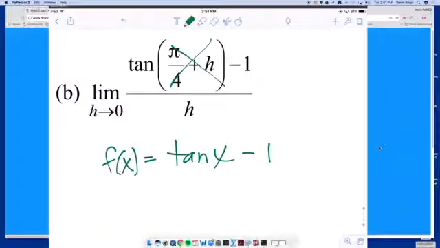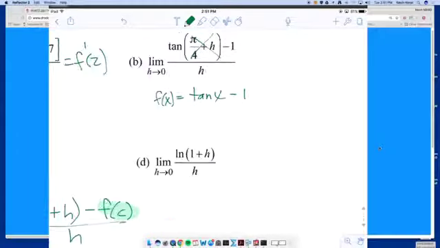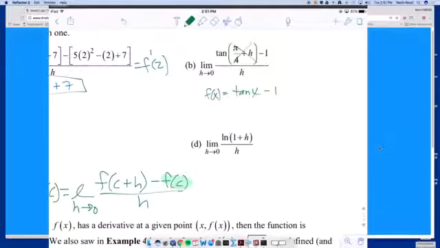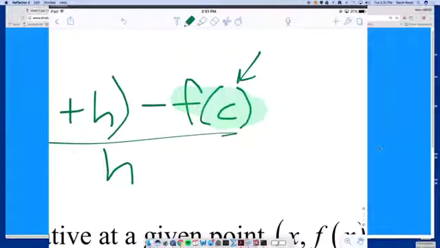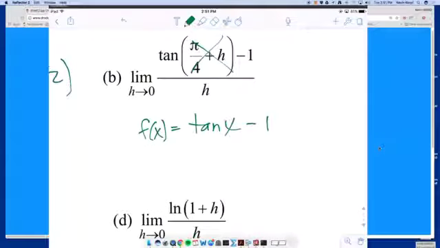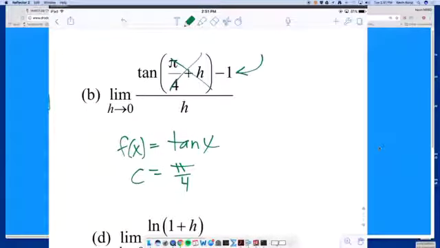Well, let's see. If this is correct and the function is tangent of x minus 1, remember that last number in the numerator should be f of c. I think it's pretty easy to see that the c value in this case is pi fourths. So could it be that it's tangent of x only and that 1 is f of pi fourths? Well, that would be tangent of pi fourths. What's tangent of pi fourths? 1. So that is exactly what that is.